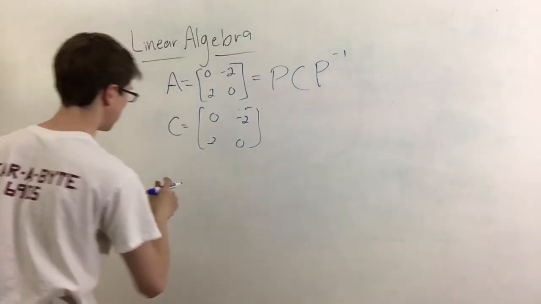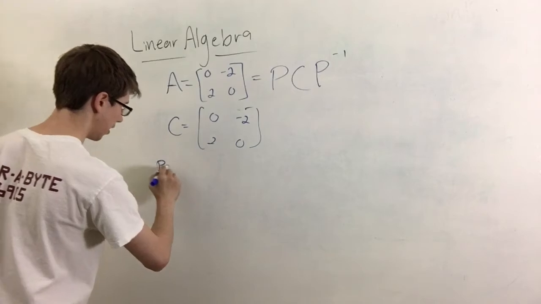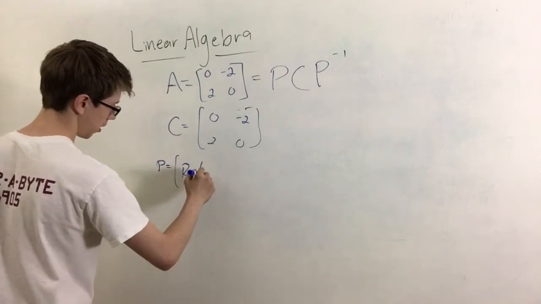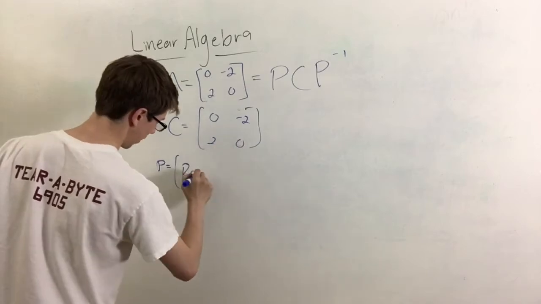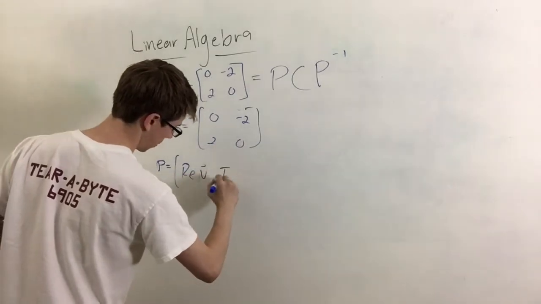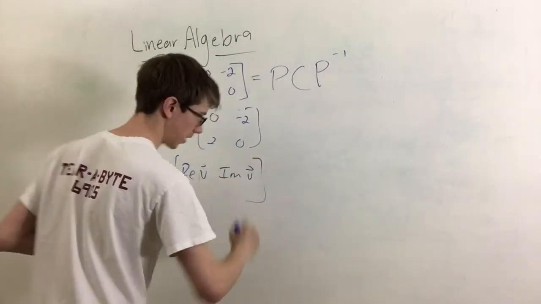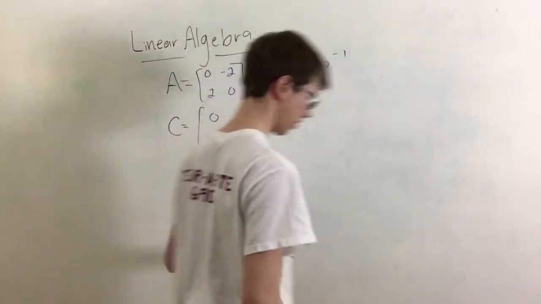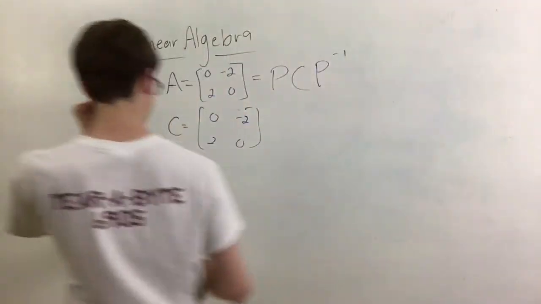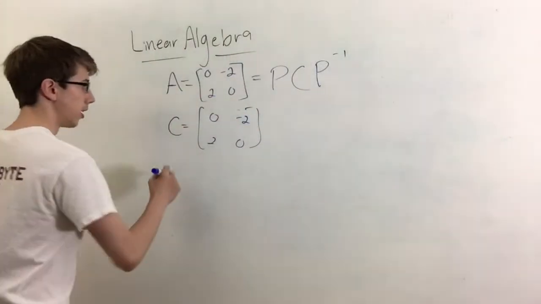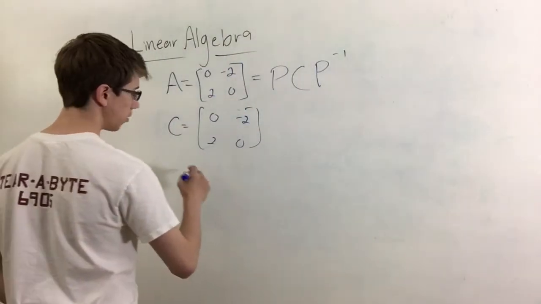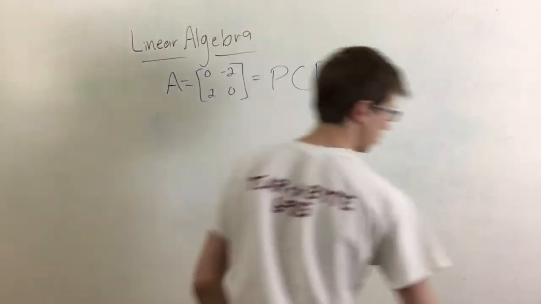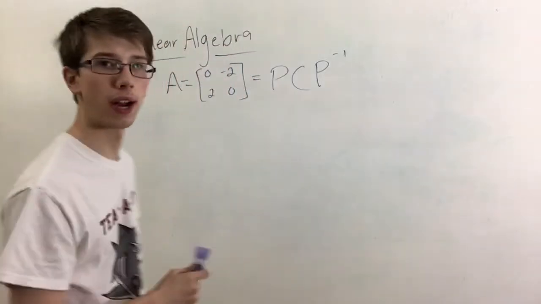We need to solve for P. How are we going to do this? Well, remember P is equal to the real part of the vector and the imaginary part of the vector. So we just need to solve for the vector. Now let's do that. How are we going to do that?